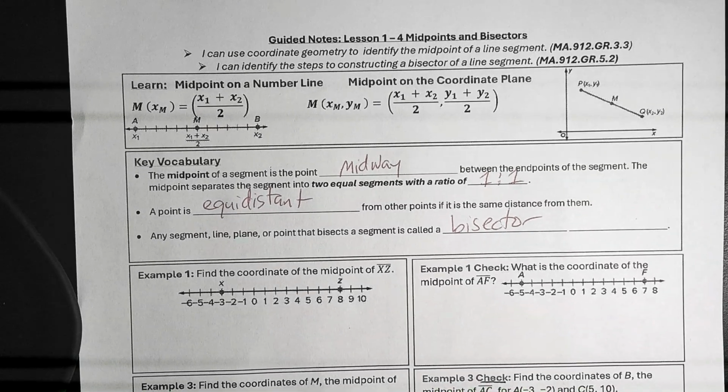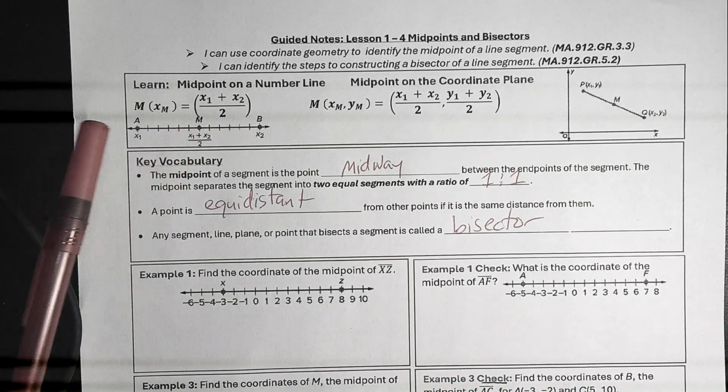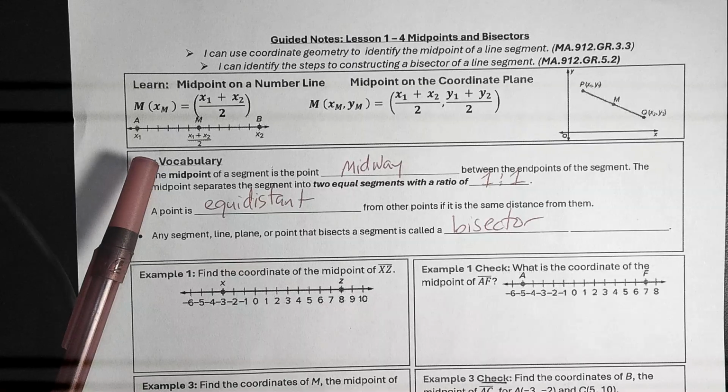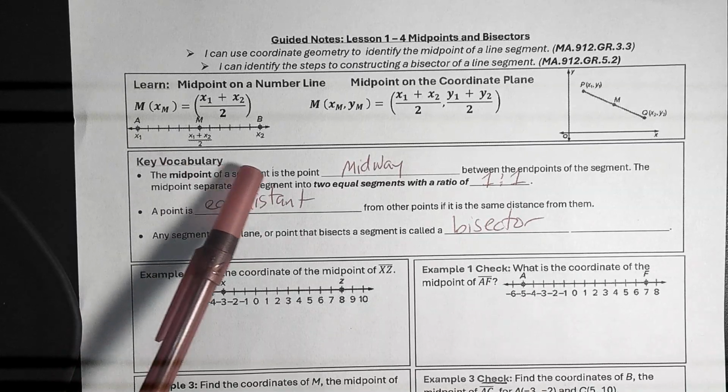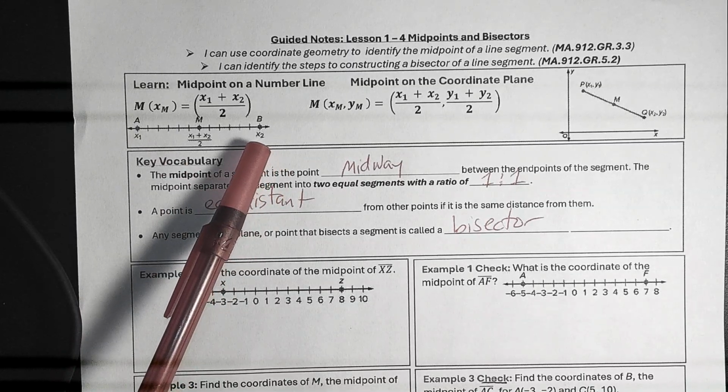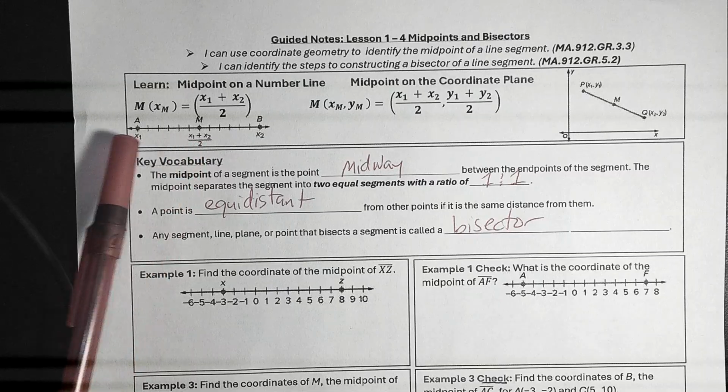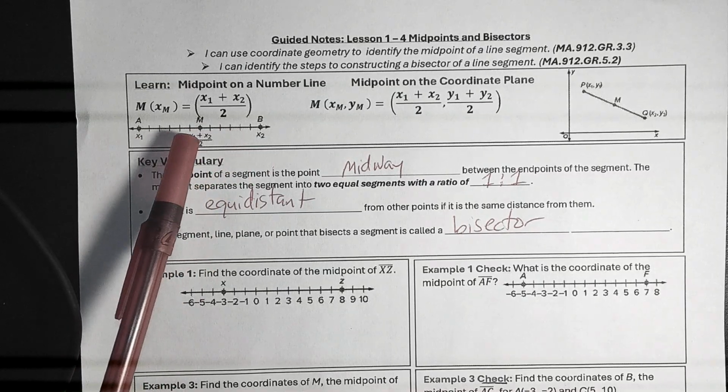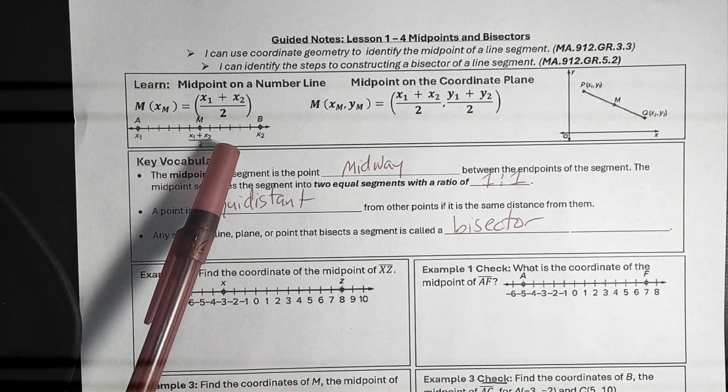All right, looking above here. Now we're talking about the formula. Formula on a number line: your far left is going to be your x1, and your far right is going to be your x2. The midpoint is going to be those 2 numbers added and divided by 2, because that's taking what's in the middle.